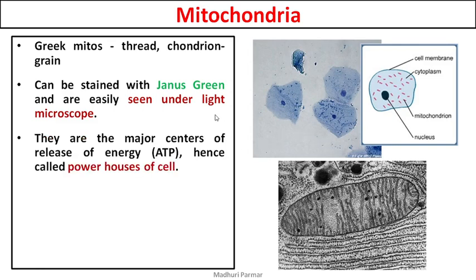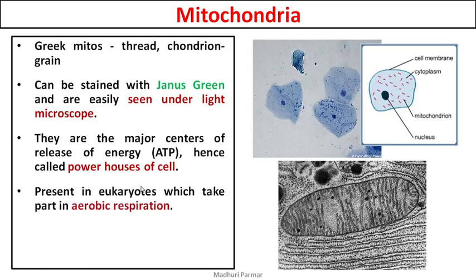They are the major centers of release of energy, energy in the form of ATP, adenosine triphosphate. They are the main centers where ATP is synthesized, hence they are called the powerhouse of the cell.